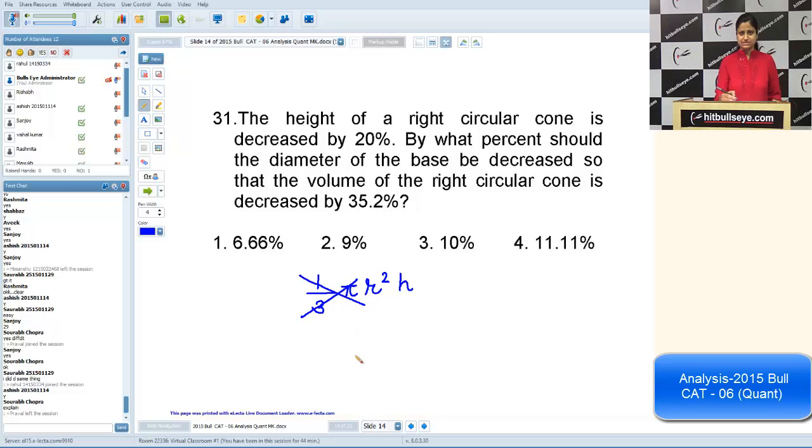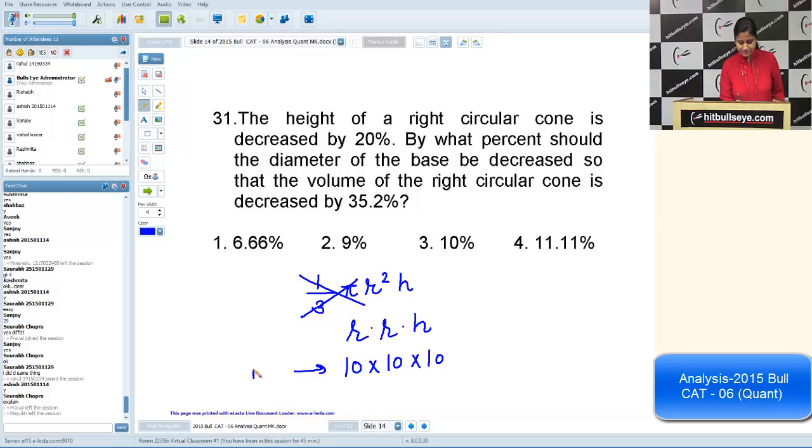These constants are of no use because this is a plain question of percentage. Whenever you face any question of percentage or ratio, you take initial data as anything and you can ignore the constant things as well. So basically we are making use of r, r, h. That was the catch in this question. Otherwise the calculation will be very difficult. Initially I am taking these to be 10, 10, 10. That is the original volume I am considering, that is 1000.